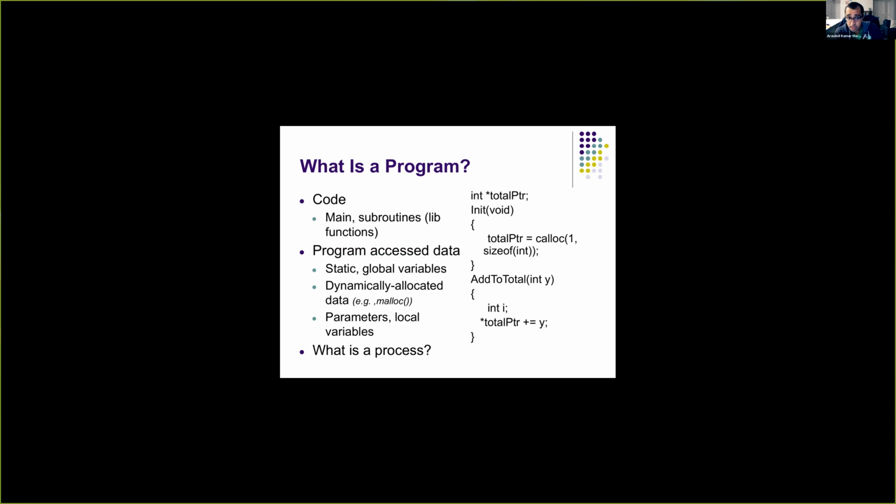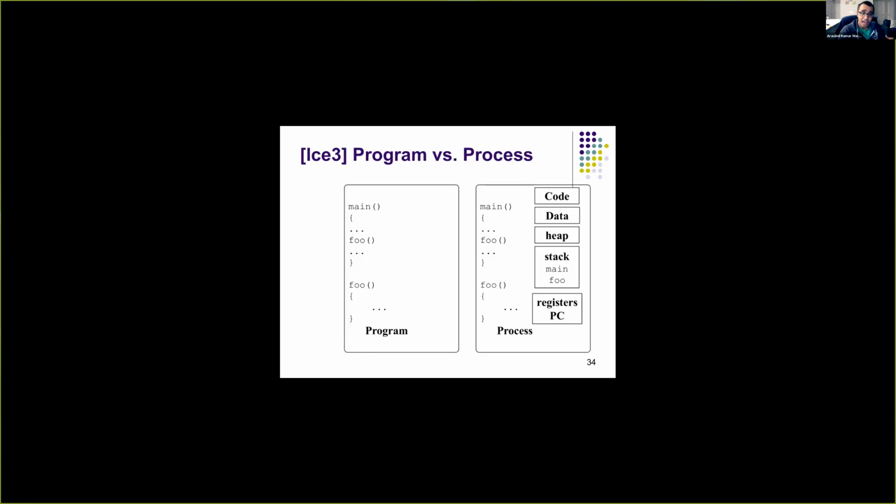What is a process? As we saw in lecture 3, a process is an active version of the program. So when we actually instantiate the program, that's when it becomes a process. A process contains the program along with associated active memory, and then execution state. Here, a process has various memory regions, like code, data, heap, and stack. And the execution state of the process is indicated by registers and the PC, which stands for program counter.